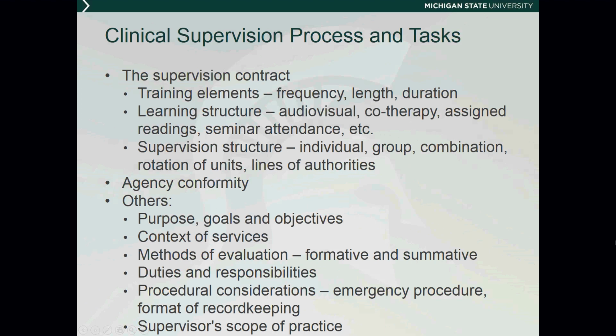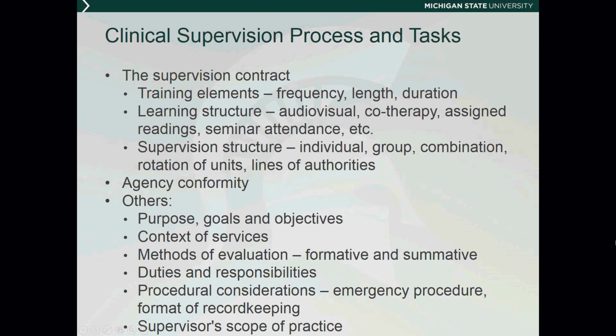If, let's say, there are different hierarchies of supervisions or supervisors, making it clear to the supervisees where and when to go to the different levels of supervisors would be very important to avoid any potential conflict and miscommunication. There's also the need to make sure that there's agency conformity, meaning what agencies expect.